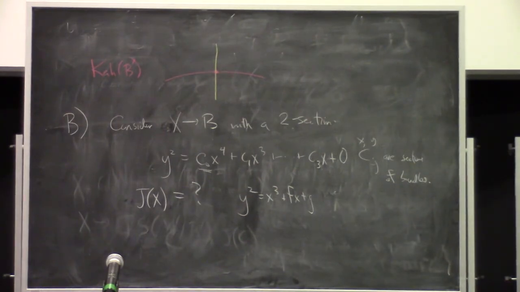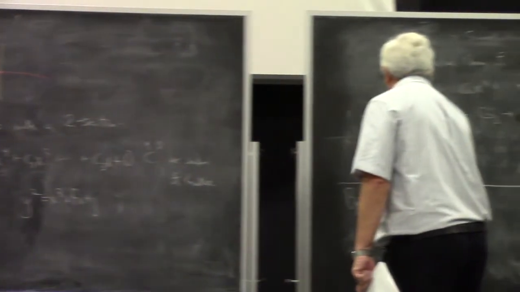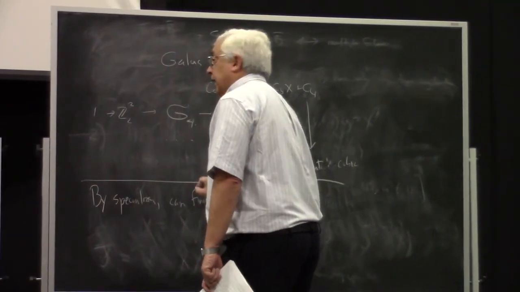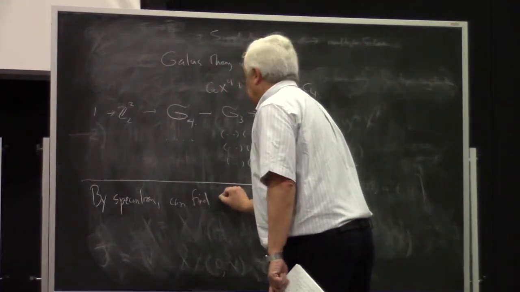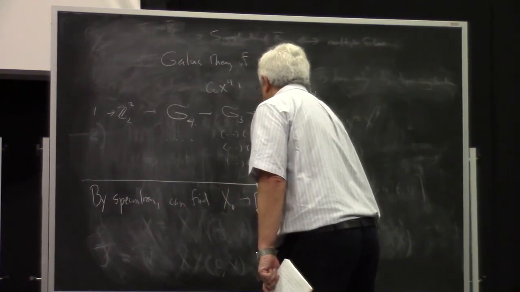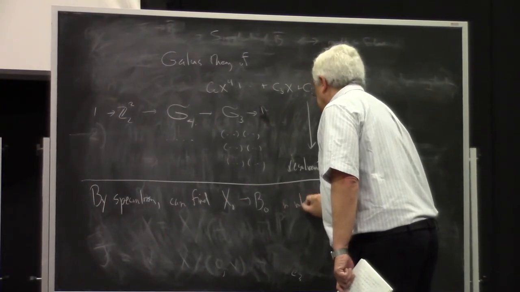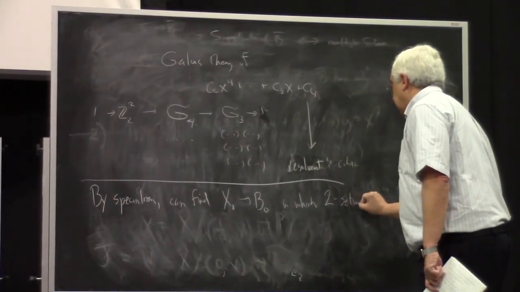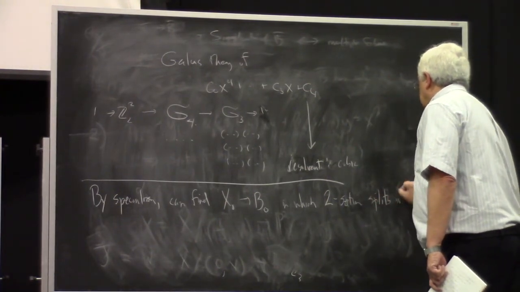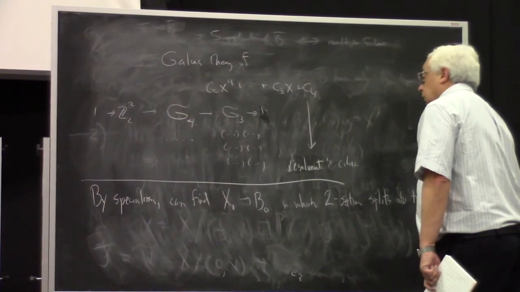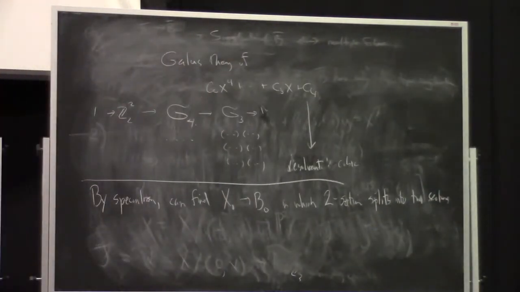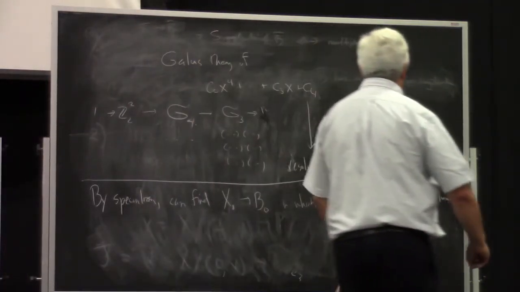Okay, so if you specialize the equation, you can find a limit of this equation in which you can find an x naught, say to b naught, in which the 2 section splits into 2 sections. So there's a way of comparing this very general case of an elliptic fibration with a 2 section to a more special case where there is actually a pair of sections.